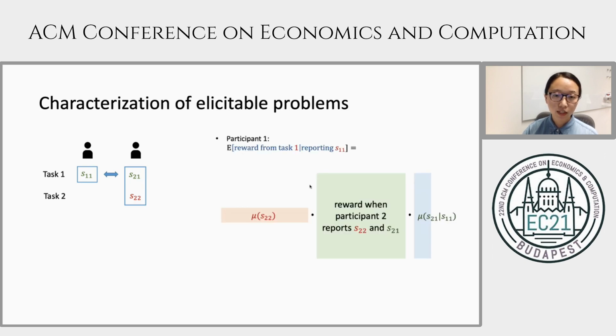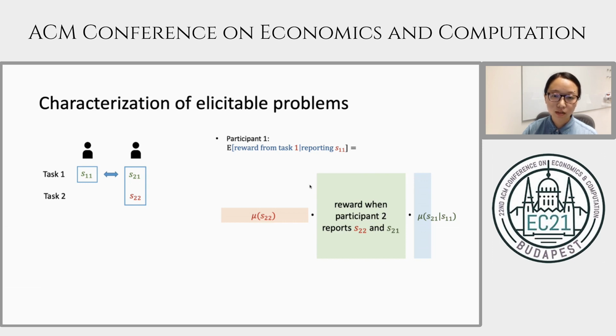More specifically, we can represent participant 1's expected reward from task 1 when he reports S11 as a product of a matrix and two vectors. Here the matrix in the middle represents the reward that he receives for any possible S22 and S21. For each possible S22, we have a row in this matrix, and for each possible S21, we have a column. And the vector on the left represents his belief about S22.